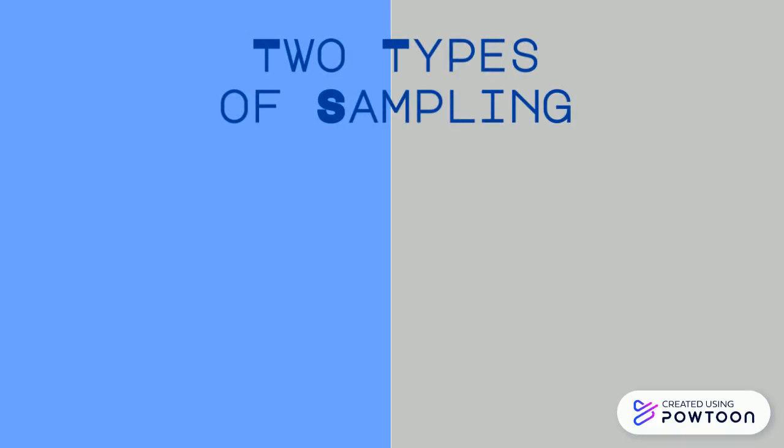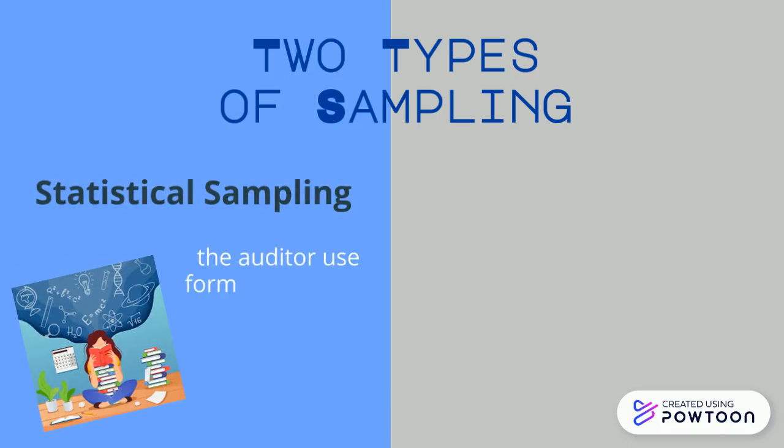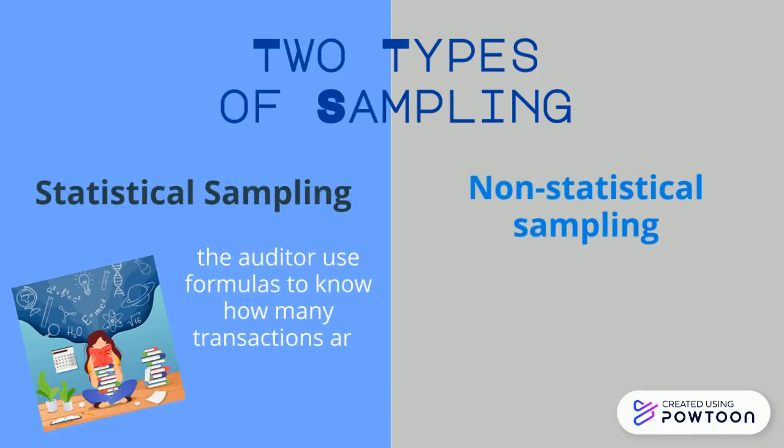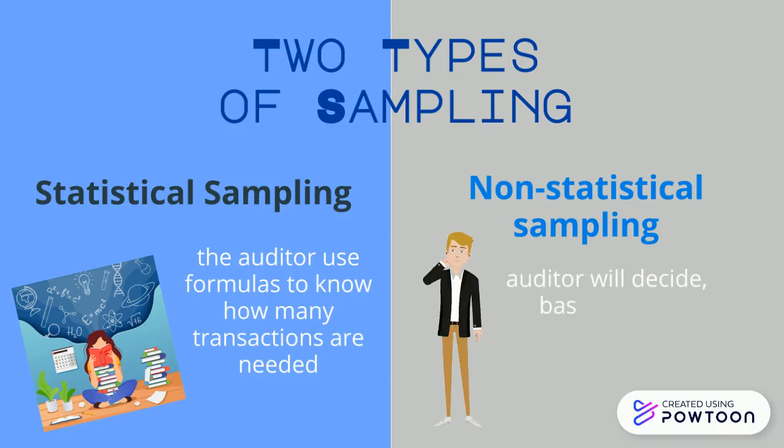There are two types of sampling. Statistical sampling occurs when the auditor uses formulas to know how many transactions are needed. On the other hand, non-statistical sampling means that the auditor will decide, based on his judgment, how many items will be included in the sample of a population.